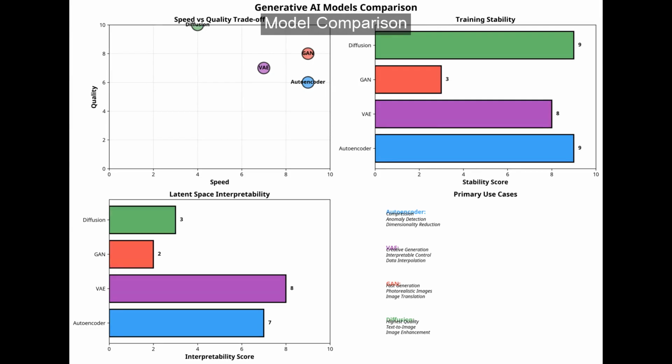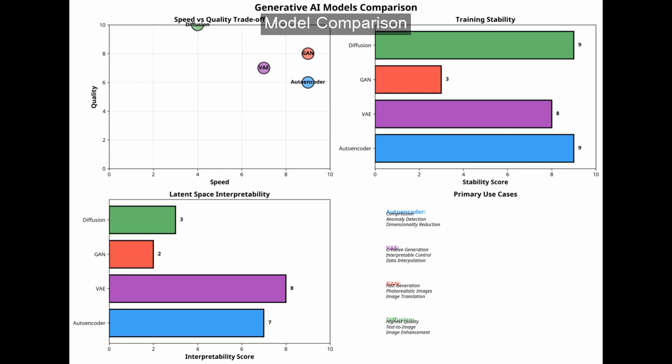The best model isn't the shiniest. It's the one that fits your data, your computational resources, and your mission. A startup with limited compute might choose VAEs or GANs. A research lab with unlimited resources might prioritize diffusion for quality. A production system might use autoencoders for anomaly detection and diffusion for generation.